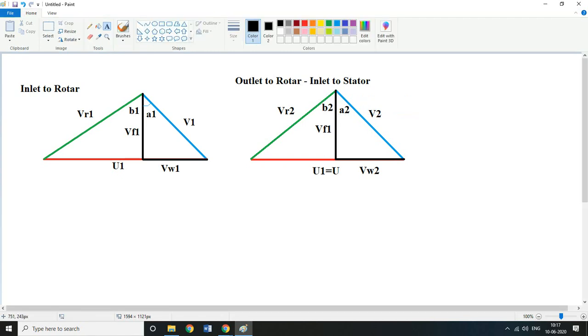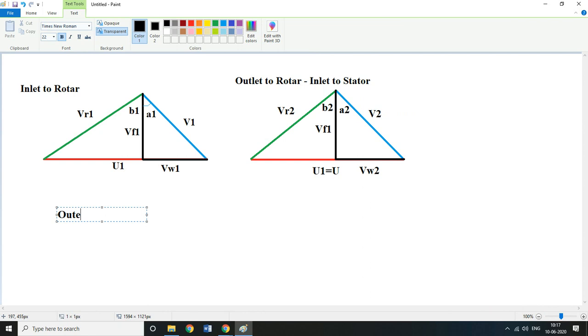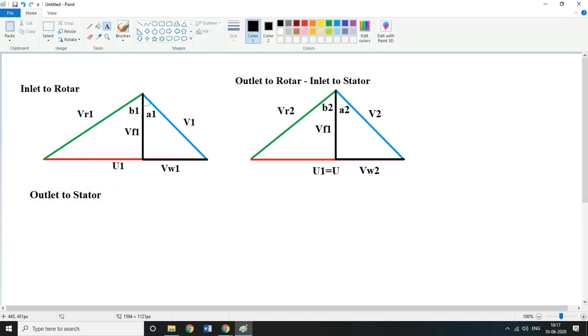So it's inlet to stator, and after coming to the stator, what is the outlet of the stator? Therefore you have 3 triangles here. Outlet to stator. Once you have outlet to stator, since you are not facing any U here, correct, the stator will not have any blade velocity, it is fixed. So therefore your U is completely gone, but what you'll have is an absolute velocity V3, and to it you'll have a certain tangential and radial component.